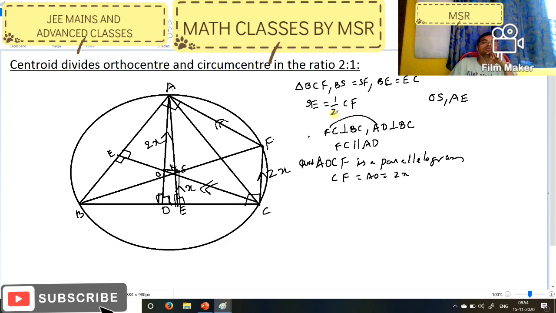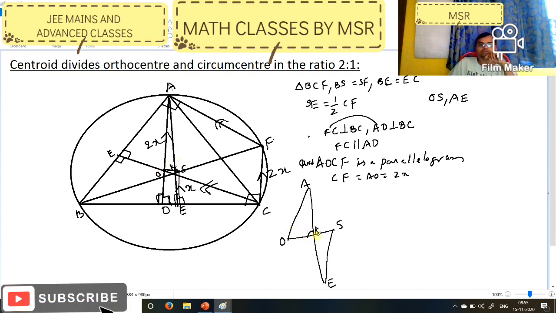Okay, so now take the triangles. I am drawing them separately for your understanding. Triangle AOK and triangle SEK. These are the two triangles I have drawn here.